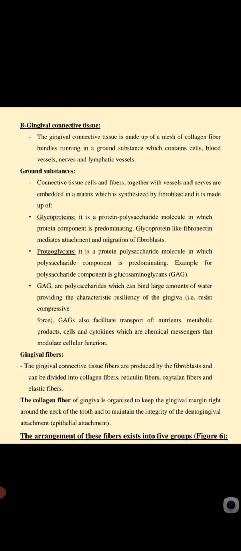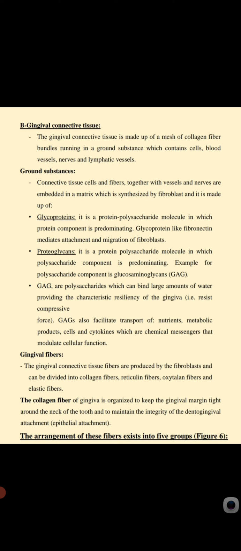Now come to the gingival fibers. The gingival connective tissue fibers are produced by fibroblasts. This is again an MCQ point, and they can be divided into collagen fibers, reticular fibers, oxytalan fibers, and elastic fibers. Now the most important is the collagen fiber. The collagen fibers of gingiva are organized to keep the gingival margin tight around the neck of the tooth. Which fiber keeps the gingival margin tight around the neck of the tooth? Collagen fiber. Why? Because they are organized to maintain the integrity of the dentogingival attachment and the epithelial attachment.